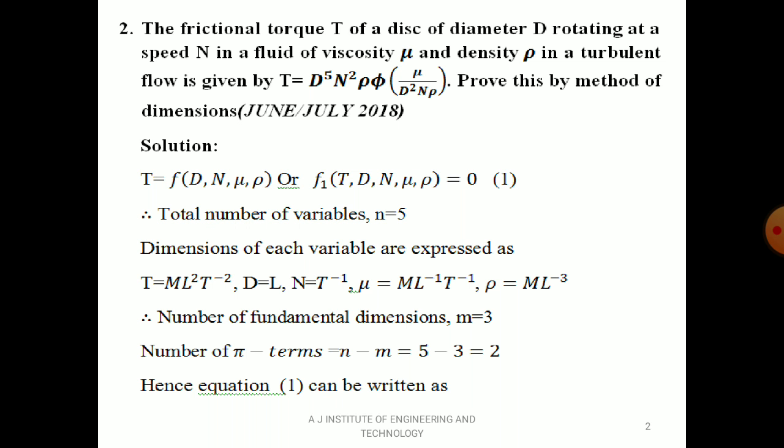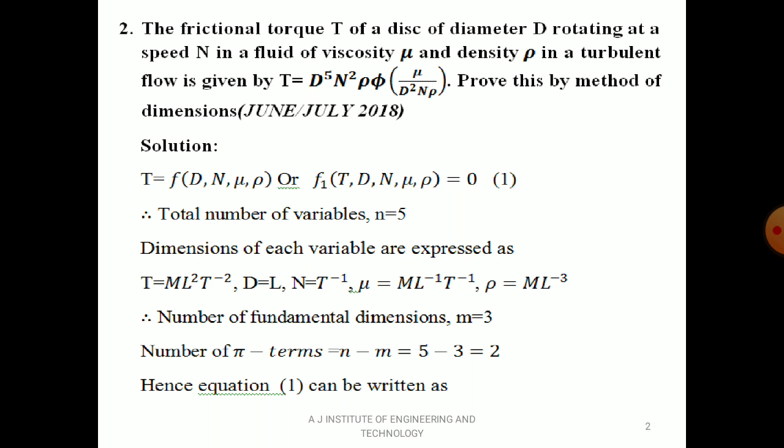Then dynamic viscosity. As we all know, the unit of dynamic viscosity is Newton second per meter square. The dimension for Newton can be obtained by using the formula F equal to ma. So the overall dimension becomes M L to the power minus 1 T to the power minus 1. Then rho, that is density, M L to the power minus 3, as density is given by mass by volume, kg per meter cube, so the dimension becomes M L to the power minus 3.